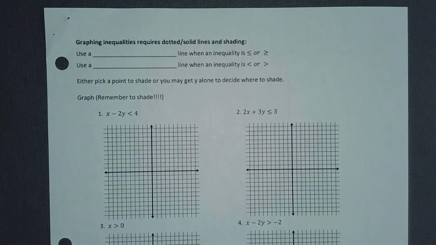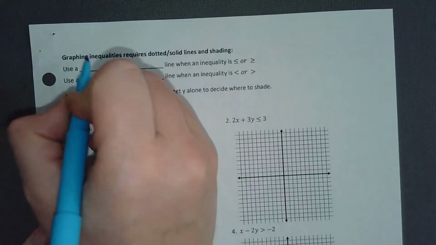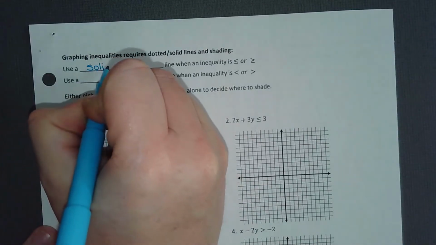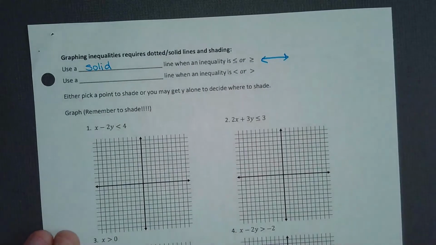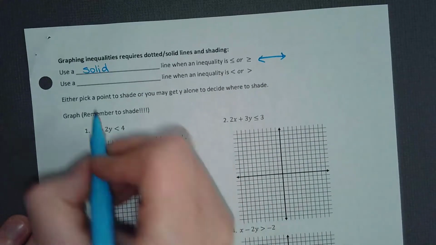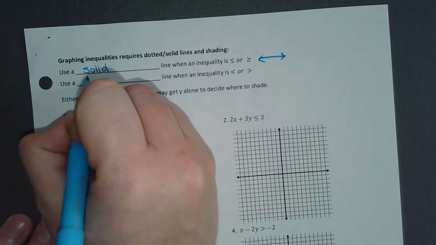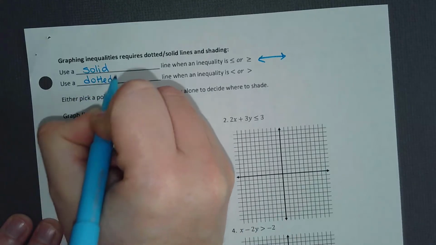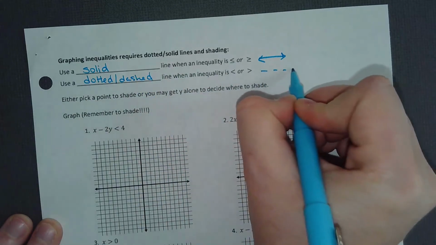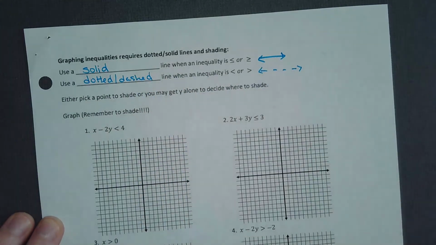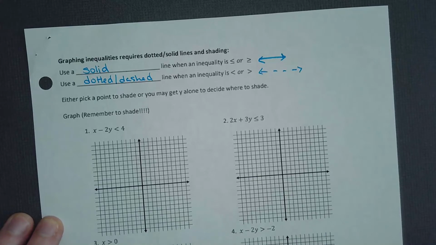Graphing inequalities requires dotted or solid lines before shading. Use a solid line when the inequality is less than or equal to, or greater than or equal to. Use a dotted or dashed line when the inequality is less than or greater than.